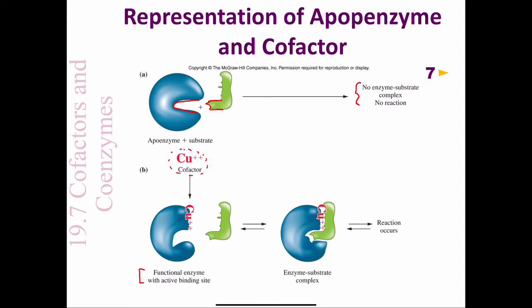Now that the cofactor has attached itself to the enzyme, the functional enzyme, you can see that the outline of the copper with the two ions matches the conformation of this green substrate. So now we get an enzyme-substrate complex and the reaction occurs. So this shows you that sometimes we have to have a cofactor in order to get a functional enzyme.